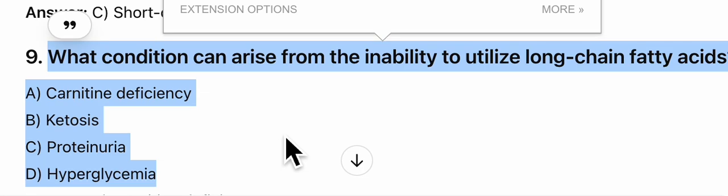What condition can arise from the inability to utilize long-chain fatty acids? A. Carnitine deficiency. B. Ketosis. C. Proteinuria. D. Hyperglycemia.